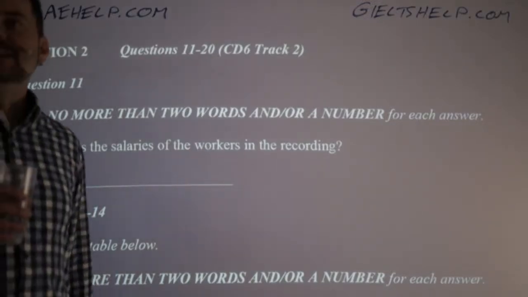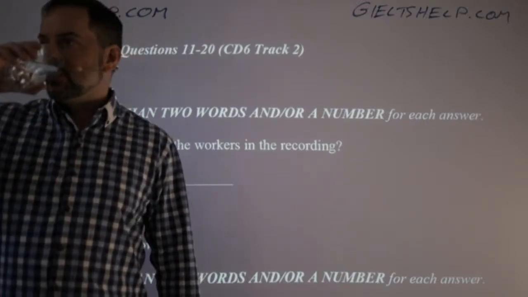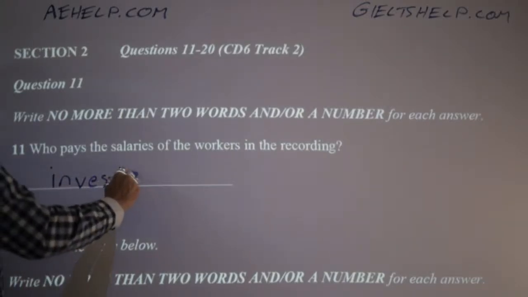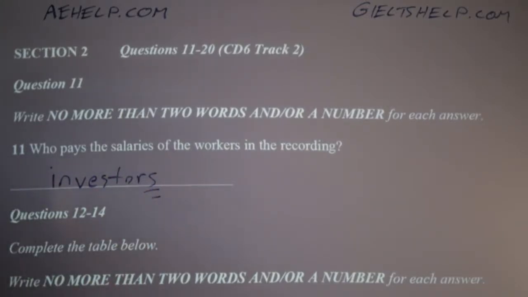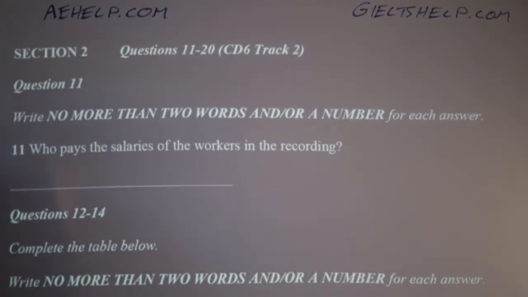Sammy says the investors. Yeah, just investors is enough, Sammy. You don't need the article here. If you write the investors, they'll give it to you, but all you need is investors. Okay? Common noun, and it is plural. Plurals are important. The S is very important here. So investors. Very good, Carolina. Leading the charge. Okay, very nice.